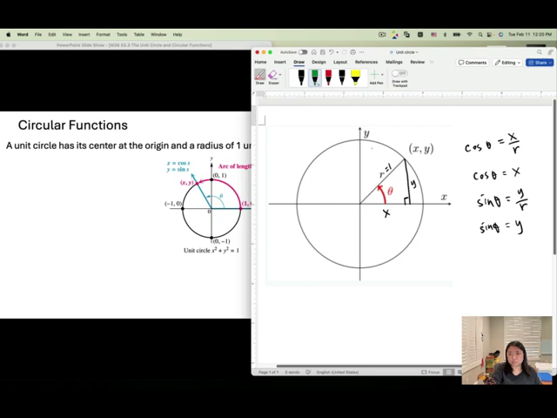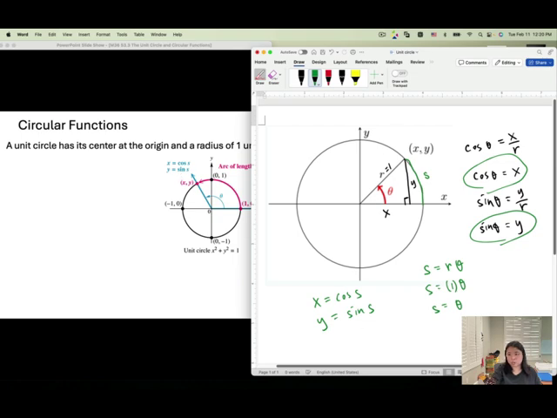Then we call this line, from the point x, y to the x-axis, the arc length. We call this s, and s equals r theta. Since r is equal to 1, s equals theta. And that's why I have these two equations. Then I plug it in: x equals cosine s and y equals sine s. And that's why we have these two here.